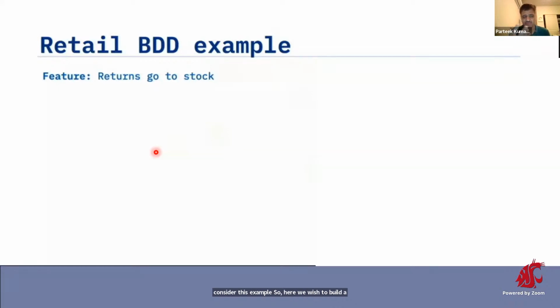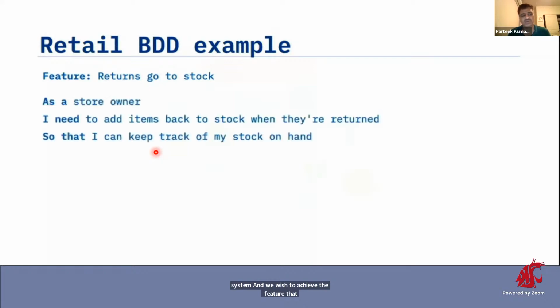So there is a stock management system, and we wish to achieve the feature that whenever some client or customer returns something, that item should go to the stock. So we specify all these things as a store manager. As a store manager, you need to add item back to stock when they are returned, so that I can keep track of my stock on hand.